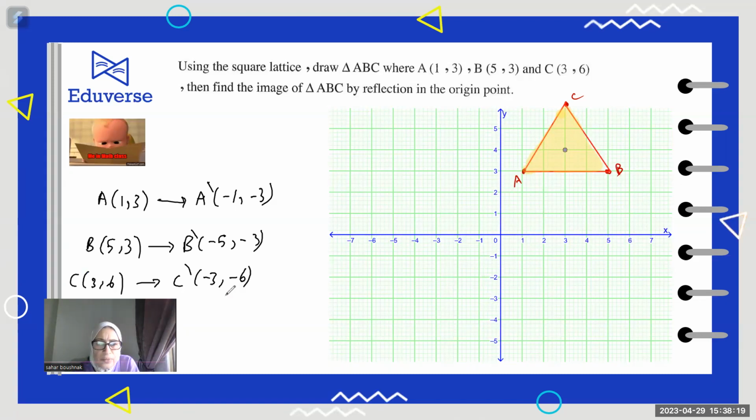Now I'll draw them. So (-1, -3). This is A dash. (-5, -3). B dash. Then (-3, -6). This is C dash. Also, I'll join them together. Then I will shade the new one with pink.